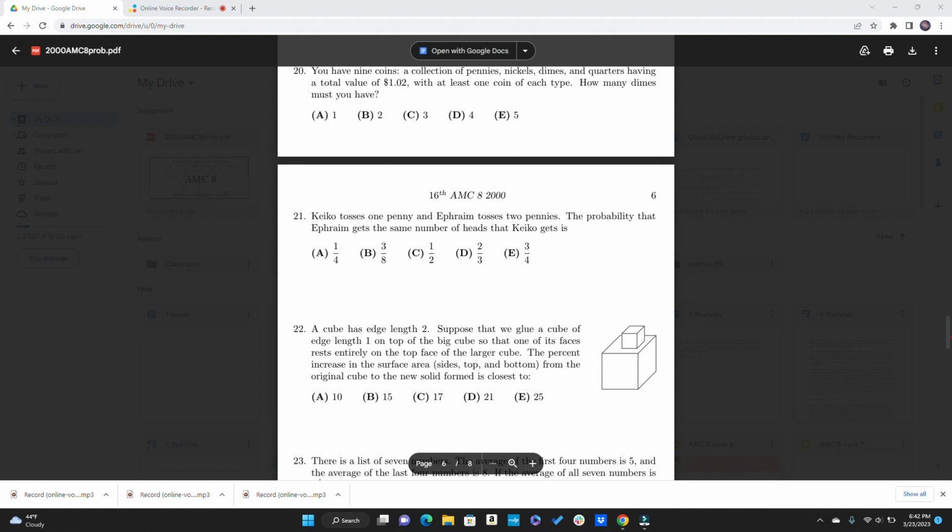gets the same number of heads as Kiko. So there's 2 cases, right? Either Kiko gets 1 head or Kiko gets 0 heads, right? So if Kiko gets 1 head, what's the probability that Ephraim also gets 1 head? Well, let's see. He can get either heads and tails, tails and heads, 2 tails, or 2 heads. So out of these 4 cases, there's only 2 ways where he gets 1 head, right? Heads, tails, and then tails, heads.